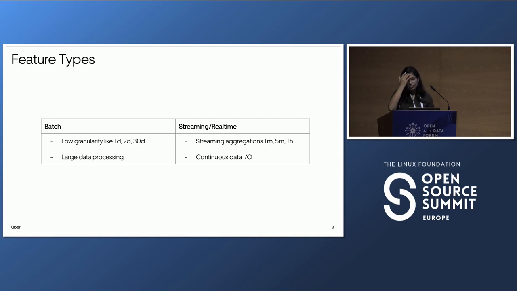And real-time features are, as the name suggests, real-time information. For example, what activity happened in the last 1 minute, 2 minutes, 5 minutes, or 1 hour, anything less than a day, up to a granularity of a minute. So it's basically a continuous stream of data which we ingest into our stores and serve for predictions.